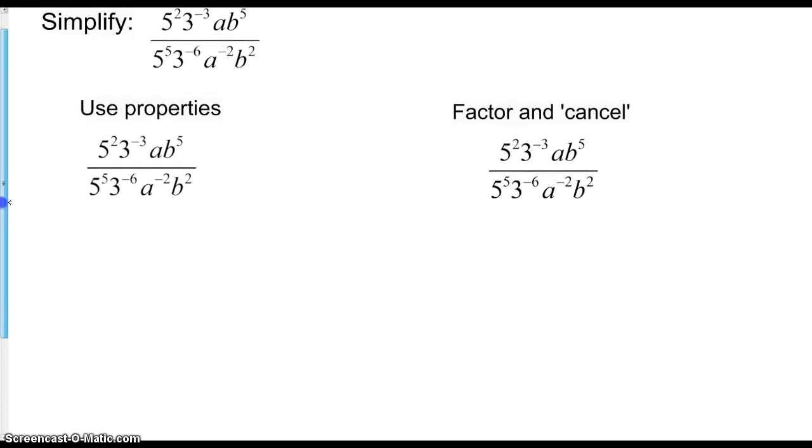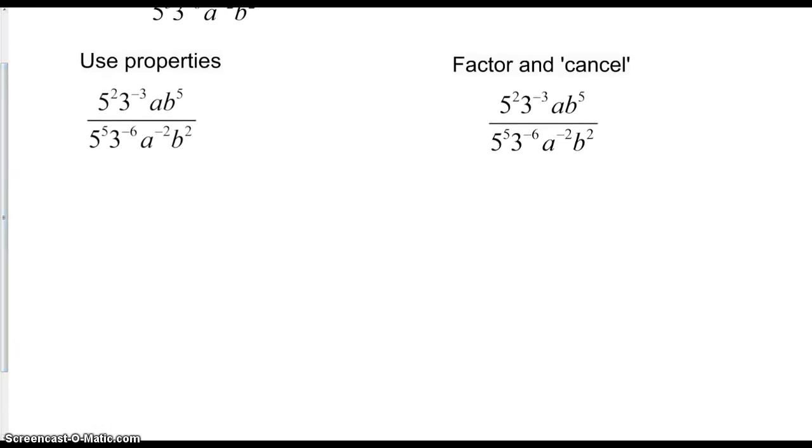Okay, if we wanted to use properties, the way we would do that is maybe we deal with the 5s first, so that would be 5 to the 2 minus 5. And then we would have a 3, negative 3 minus a negative 6. And then we have an a, and that's a to the 1 minus a negative 2. And then we have b, and that's going to be 5 minus 2.